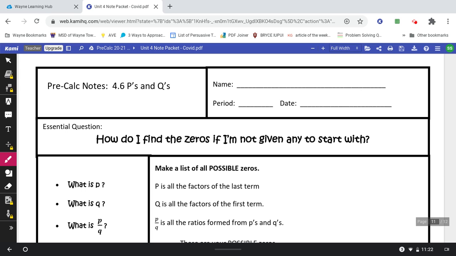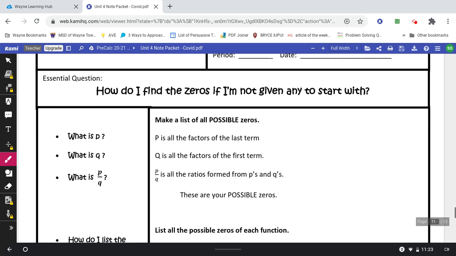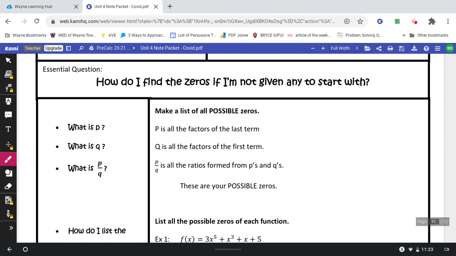These are the 4.6 notes for pre-calc. Our essential question: how do I find the zeros if I am not given any to start with? We learned this back in Algebra 2, so this should be a little bit of a refresher. We are going to start by making a list of possible zeros. Possible zeros means they might be answers, but they might not.